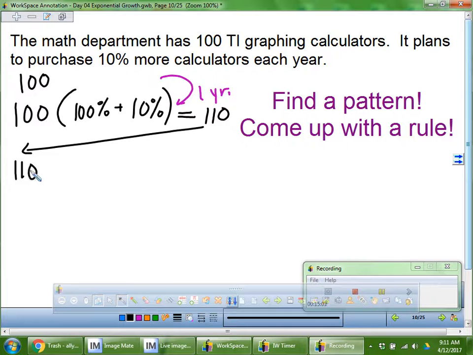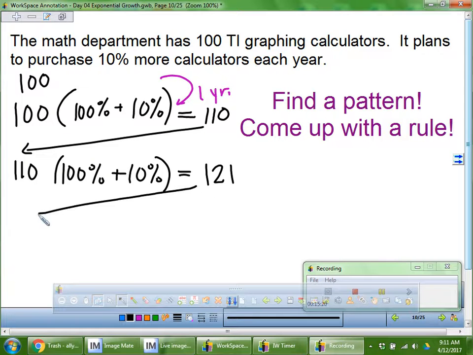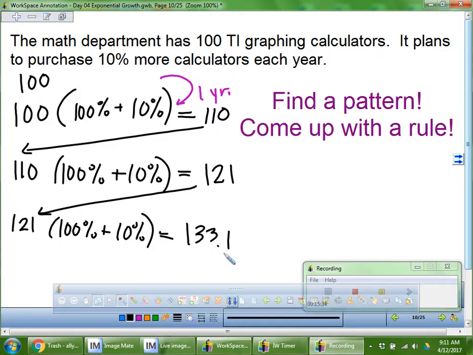Oh, it's the end of another year. We're going to add 10% more calculators, which is going to come out to be, I should be able to do this in my head, 121 calculators. Okay, so that's another year. Now we have 121 calculators. We're going to do 10% more of that. Wait, that's going to be 133.1. How would you write that as, like, 110% is 1.1?